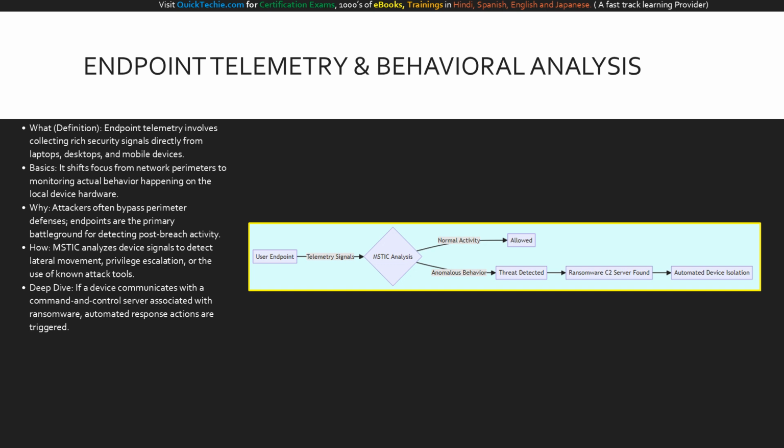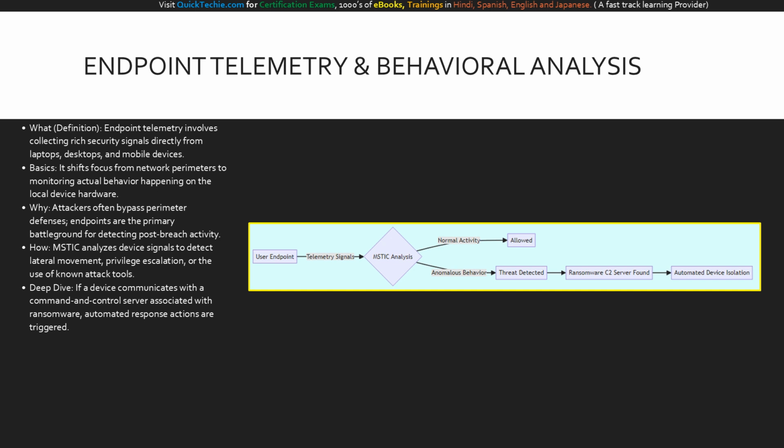We must also focus on the devices themselves. Signals from endpoints such as laptops, desktops, and mobile devices are a massive and incredibly rich source of threat intelligence. Rather than just looking at network traffic, MSDC heavily analyzes endpoint telemetry to detect unusual, malicious behavior right at the hardware level. We are looking for indicators of post-breach activity, such as an attacker attempting lateral movement across your network, privilege escalation, or deploying known attack tools.